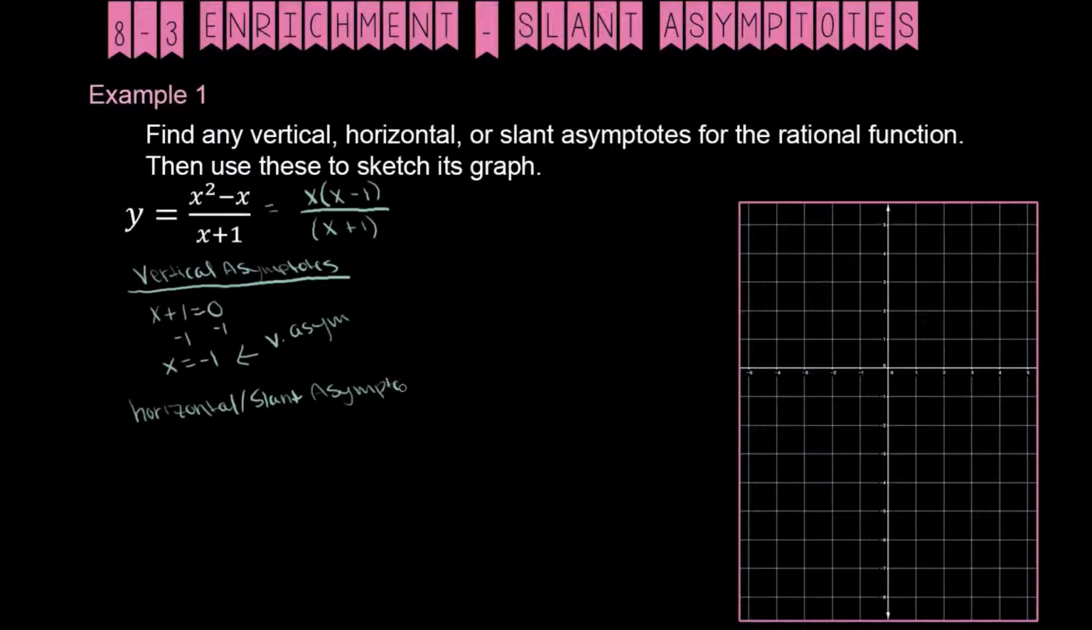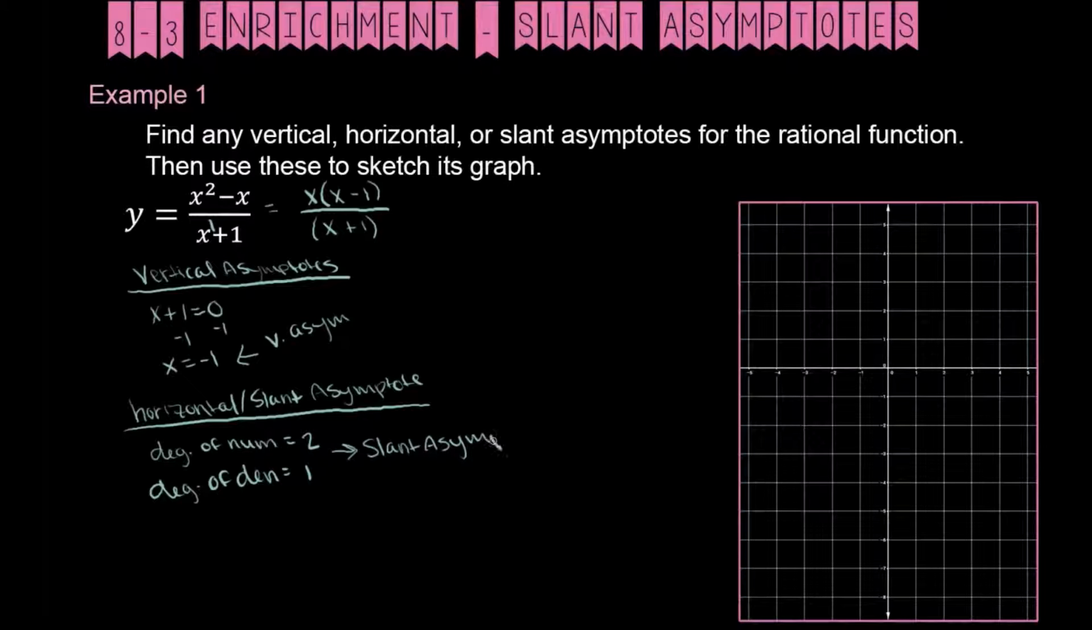We are going to compare the degree of the numerator with the degree of the denominator. The degree of the numerator is equal to 2. And the degree of the denominator is equal to an understood 1. So since the degree of the numerator is just 1 larger than the degree of the denominator, this means that I have a slant asymptote. So we are going to utilize long division to find the equation of our slant asymptote because it's a diagonal-ish line.